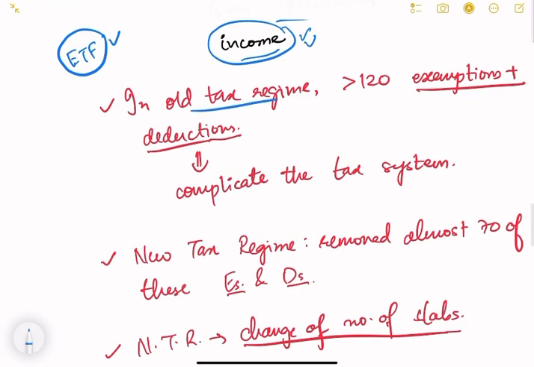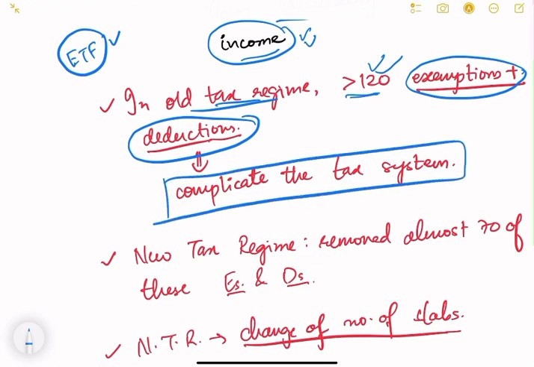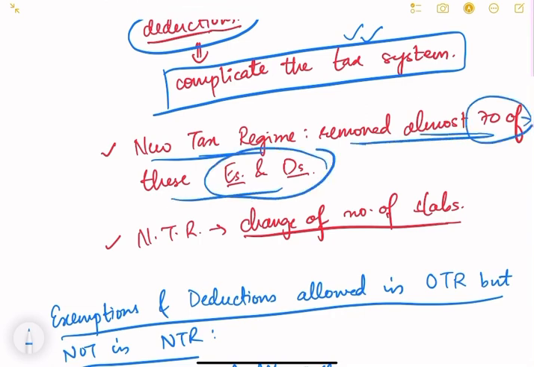In the old tax regime, there were more than 120 exemptions and deductions. Okay, not 70, there were more than 120, and there was a lot of complication in the tax system. Normal people don't really understand these exemptions and deductions, and therefore the tax system was very complicated and very difficult to understand. What the government has done in the new tax regime is remove almost 70 of these exemptions and deductions. Out of 120, the government has directly removed 70.